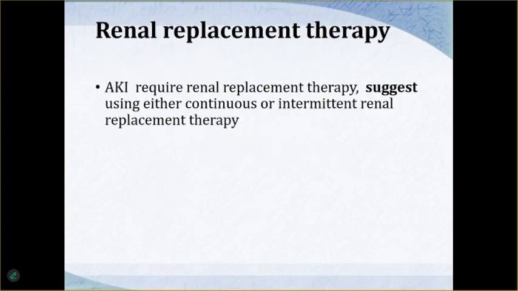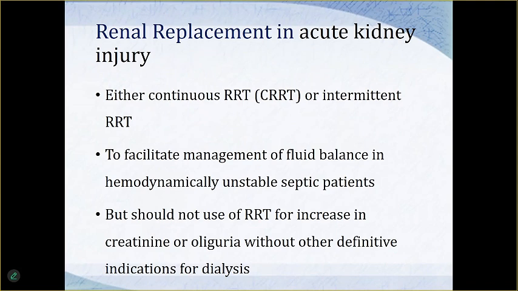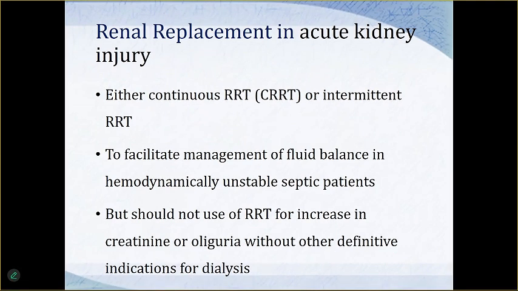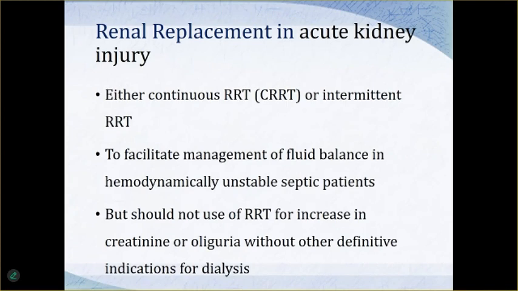So according to the guideline, for AKI which requires renal replacement therapy, it suggests using either continuous or intermittent renal replacement therapy depending on the patient's hemodynamic stability. And so we can initiate it as continuous venovenous hemodialysis. The guideline recommends renal replacement therapy in patients with sepsis and septic shock to facilitate management of the fluid balance, or in patients who are hemodynamically unstable, where you can mop up the acidosis and support the inotropes. But it should not be used for increasing creatinine or urea alone.